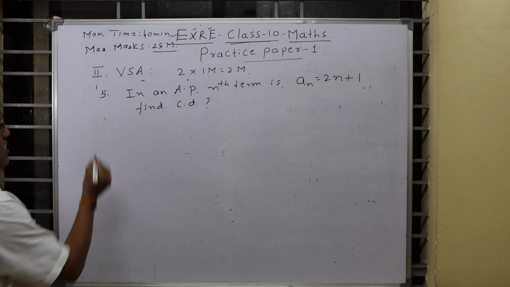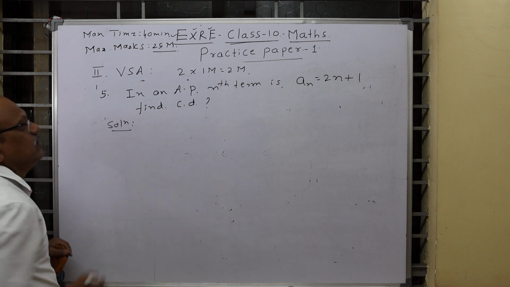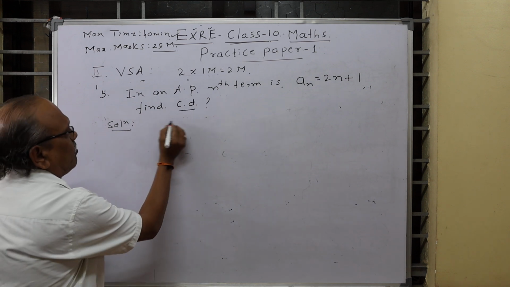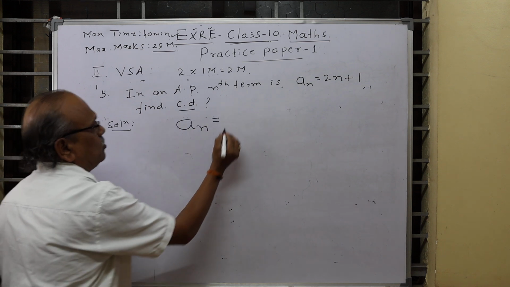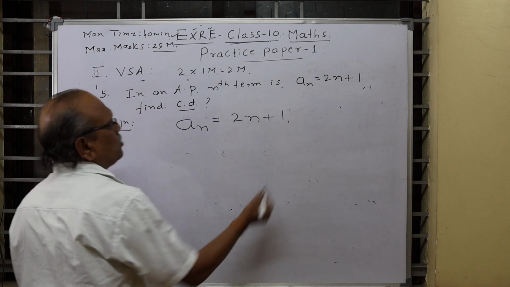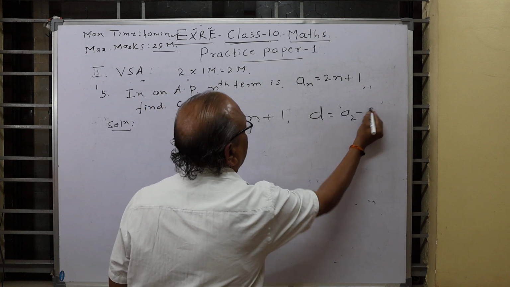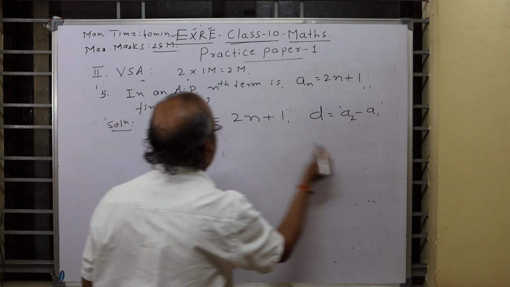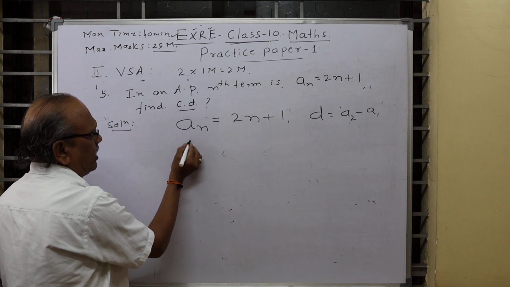For 1 mark, you are asked to find the common difference. How can we solve it? You are given the nth term: an is equal to 2n plus 1. Our aim is to get what? You are asked to find d. How can you get d? a2 minus a1, the difference of any two consecutive terms: second term minus first term. By using this definition of the nth term, we will try to find a2 first.